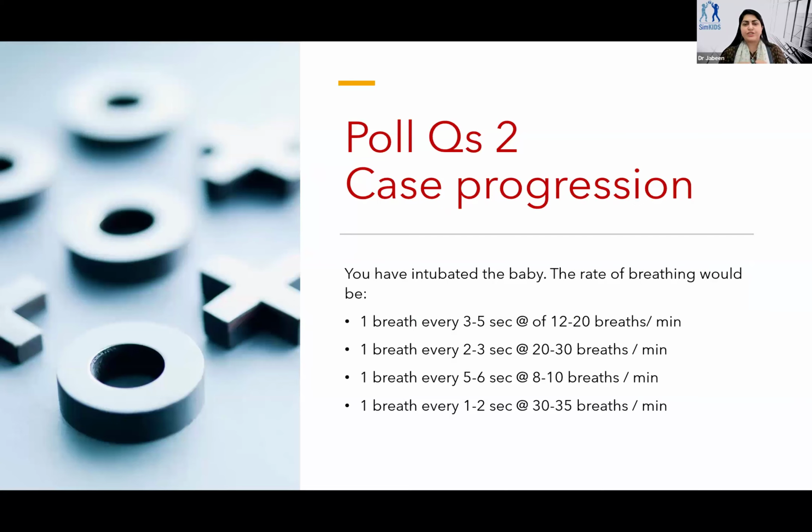Now you have given the rescue breath, and you have decided that you will intubate the patient. If your nurse or your resident asks you after intubation, what do you want me to do? What would the rate of breathing be? And the options are almost the same. One breath every 3 to 5 seconds, one breath every 2 to 3 seconds, one breath every 5 to 6 seconds, or 1 to 2 seconds. What is your response now?